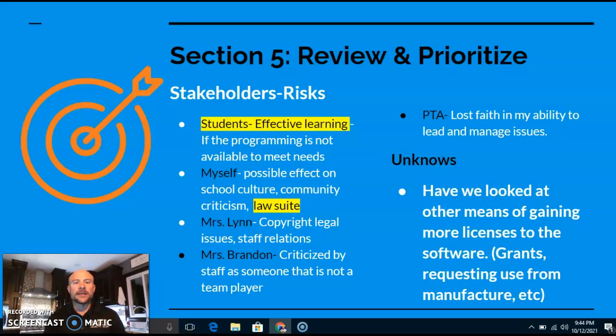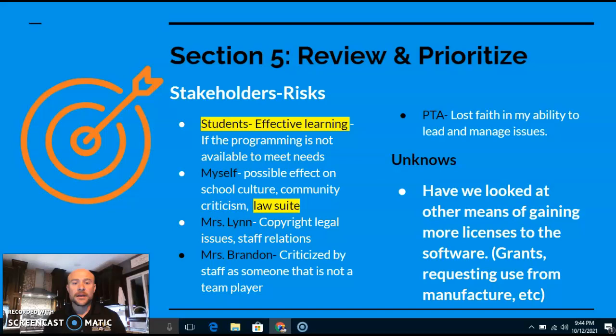Review and prioritize. Stakeholders at risk are the students: effective learning if the programming is not available to meet their needs. Myself: possible effect on school culture, community criticism if things don't go well, kids and staff aren't getting the things that they need, and then a possible lawsuit against the school.